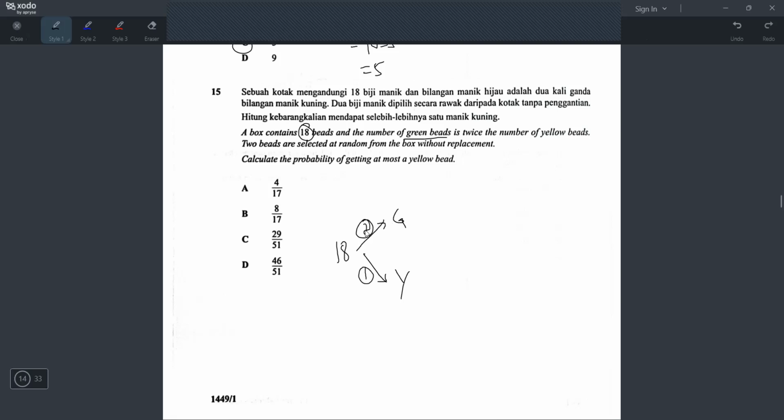All right? It means the green bits occupy 2 portions, but the yellow bits is only 1 portion. Okay, it means if the green bits ratio is 2, the yellow bits is 1. And then it says 2 bits are selected at random from the box without replacement. Calculate the probability of getting at most a yellow bit.